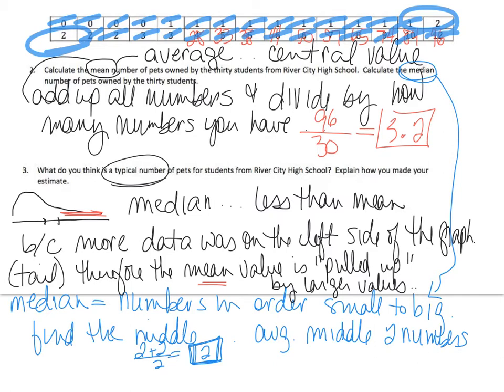I said that backwards. I'm sorry. Let's see that one more time. I hope you're paying attention. I still think it's the median. The median was less than the mean because more data was on the left-hand side. More data is here on the left. Therefore, on the left side of the graph, the mean is pulled up by the larger values. Okay, the mean was making things seem a little skewed to the right. There's actually more values over here where the 2 is versus the 3.